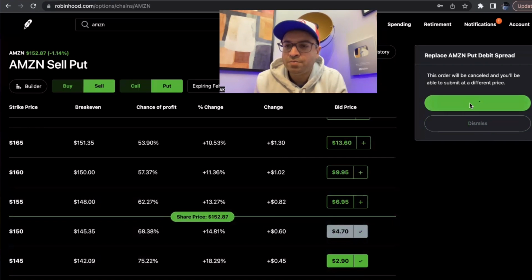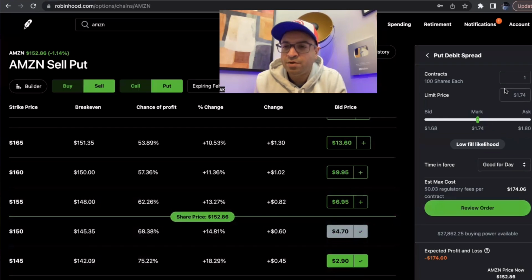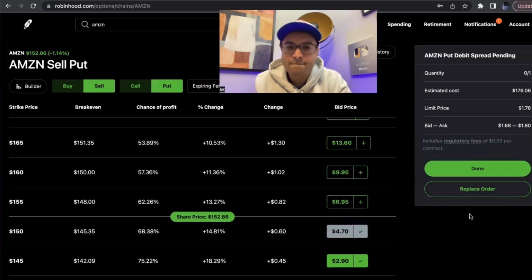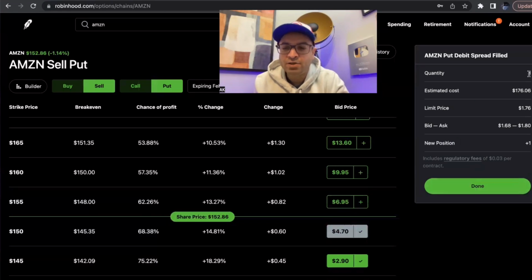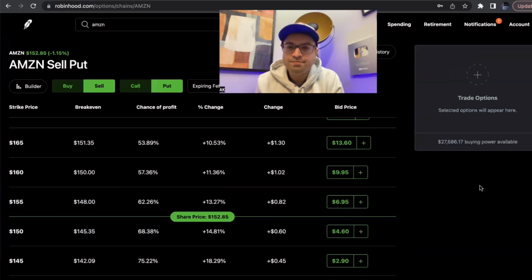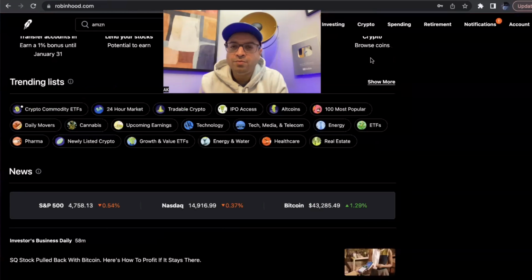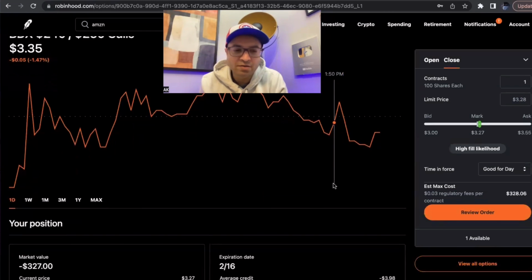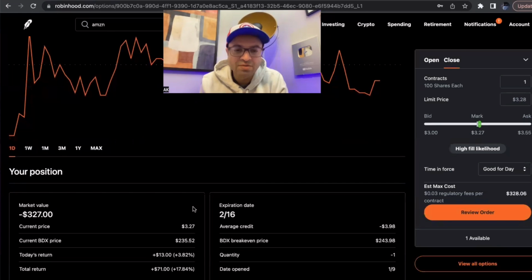I'm going to go ahead and click replace. Let's pay a higher price for this just to see it execute. All right, so we'll do 176. All right, executed. Great. So now, just like in the other example, when you're on your main Robinhood page, oops, that's one of my other trades right now. All right, cool. It's up 17%.